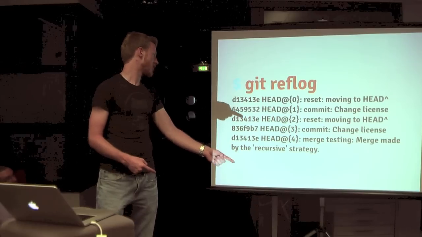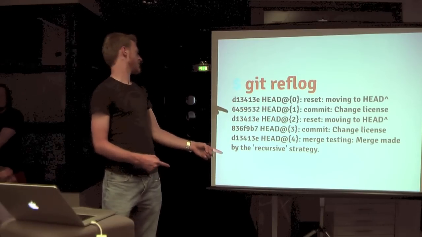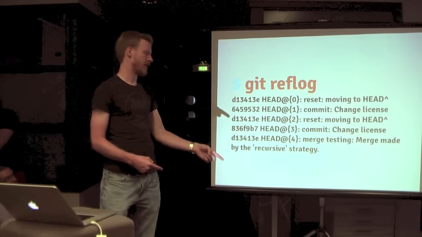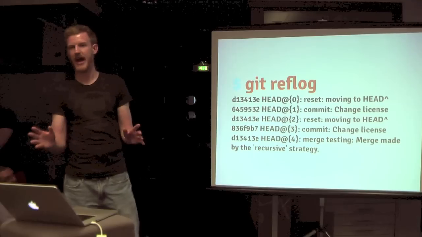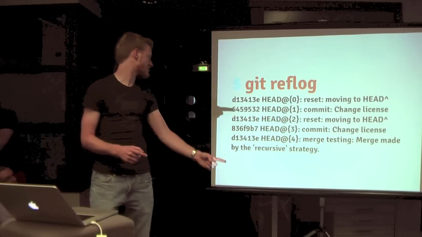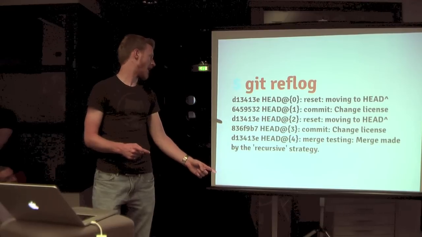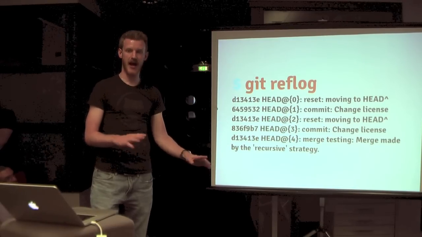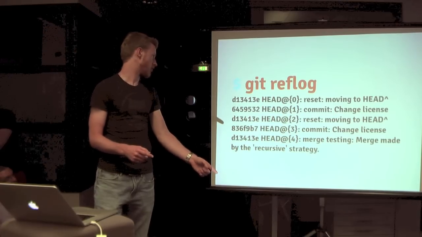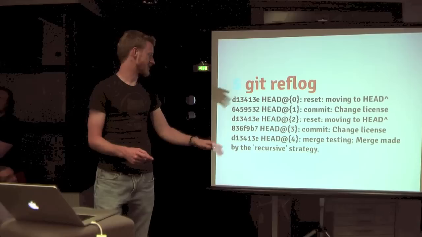So even though I've actually gone through and modified this commit, if I look in the history, in git log or gitk or whatever, then I won't see any evidence of this at all. I can still get back to that state at any point in the future using the git reflog to go and find out where these things are.